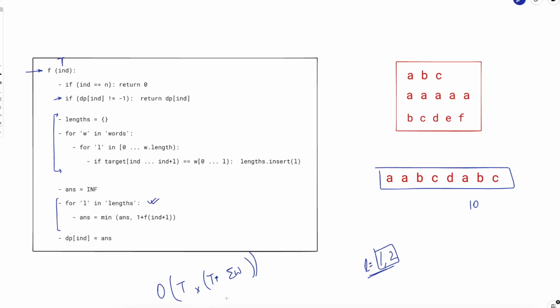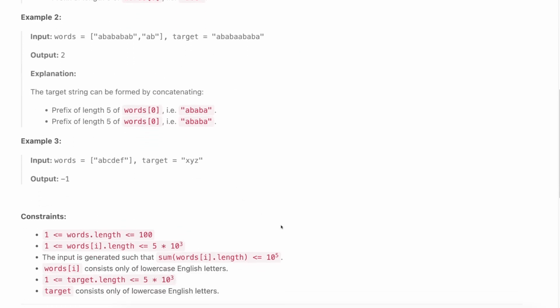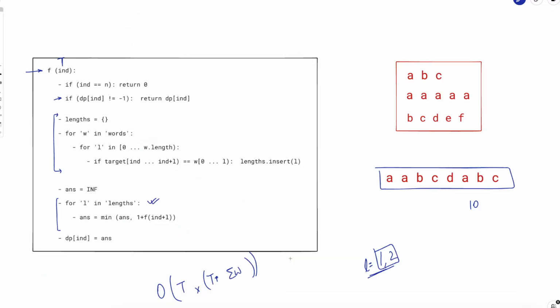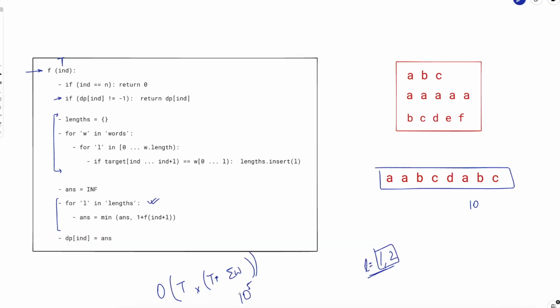Now, will this pass? Let's start with the third problem first, because that has lesser constraints. For the third problem, the sum of word lengths is 10 power 5. So this is 10 power 5. The length of the target is 5 into 10 power 3. So let's make it 5 into 10 power 3. And similarly, this is also 5 into 10 power 3.